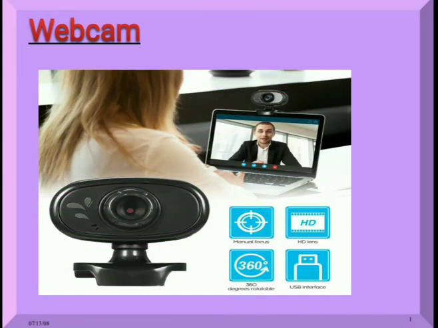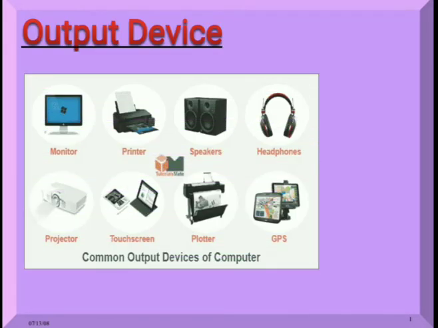Web camera or webcam. A web camera or webcam is a video camera connected to a computer for capturing images and videos. Webcam technology is widely used in various fields such as video conferencing and instant messaging. Output devices. Output devices enable the computer to show you the desired result and information. You already know about the most commonly used output devices: monitor, speakers, and printers.